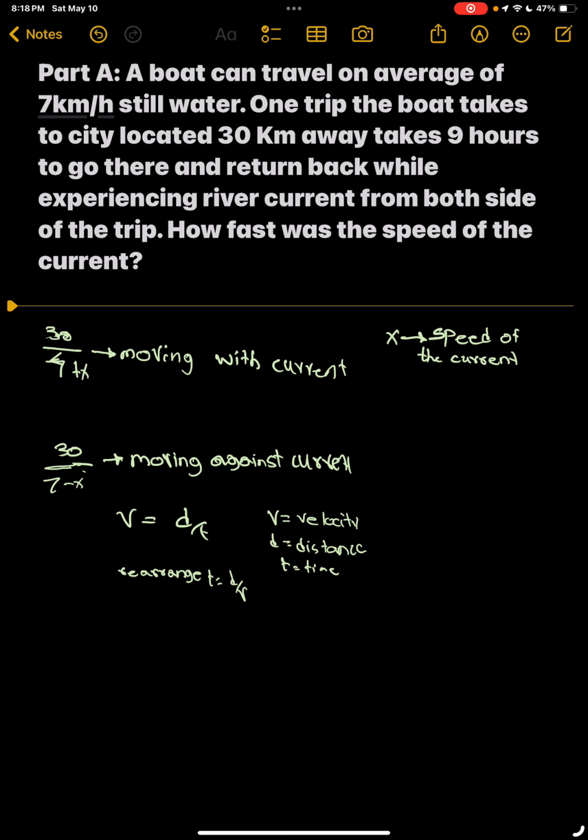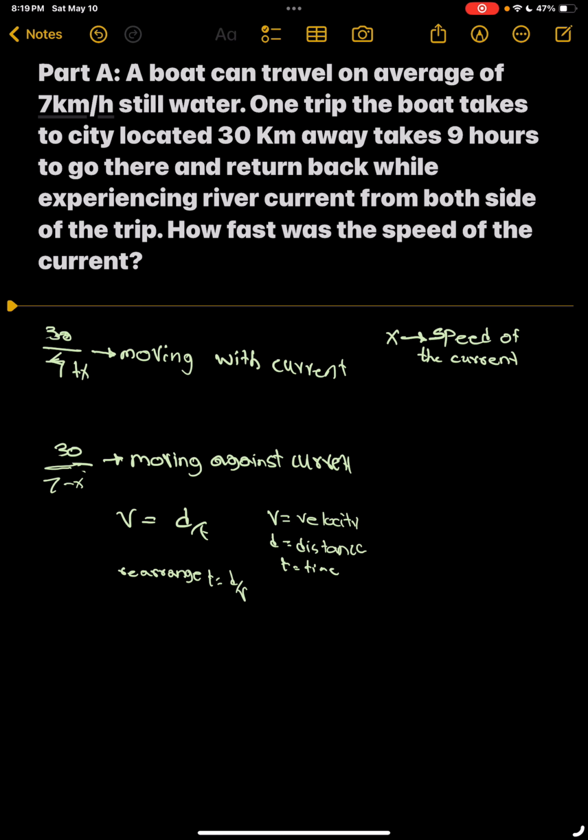I'm going to be presenting my final summative of Part A, where my question is: a boat can travel on average 7 kilometers per hour in still water. One trip the boat takes to a city located 30 kilometers away takes 9 hours to go there and return back, while experiencing river current on both sides of the trip. How fast was the speed of the current?